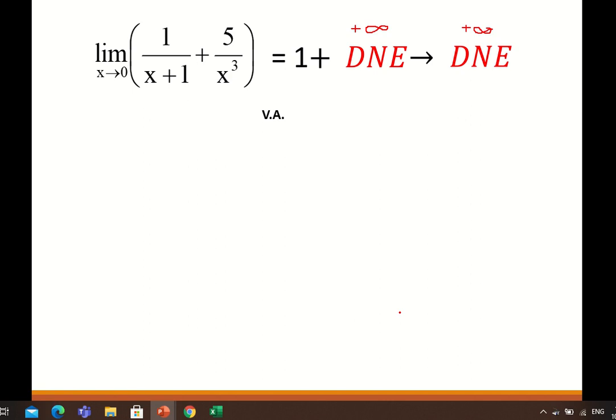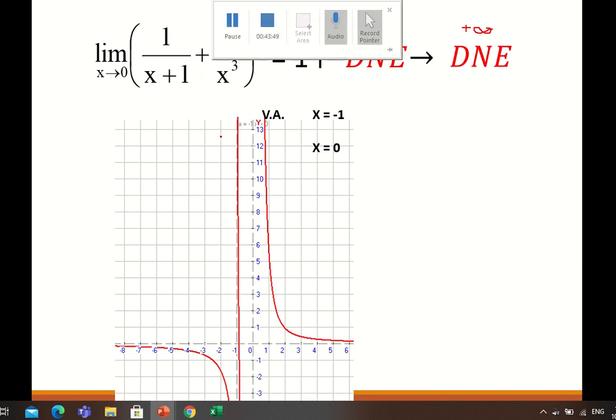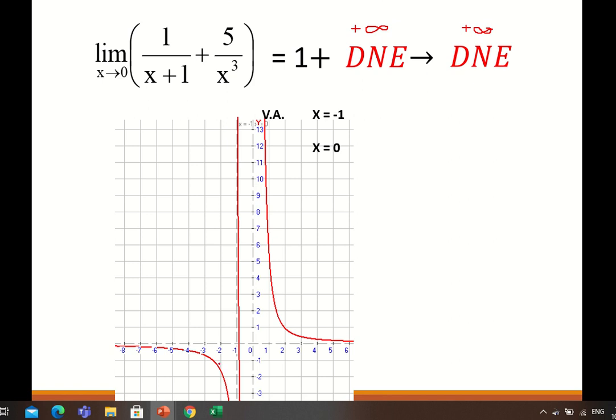Okay, so what is the vertical asymptote? The vertical asymptote is the value of x that can make the denominator equal to 0. So in this case, we have two values that can make the denominator equal to 0. These are negative 1 and 0. So if you graph this one, when you tabulate, assume values for x and solve for f of x. This will be the kind of graph that you will see.